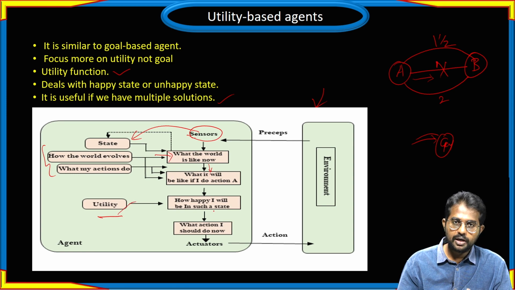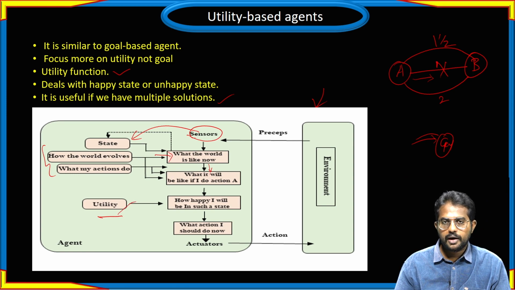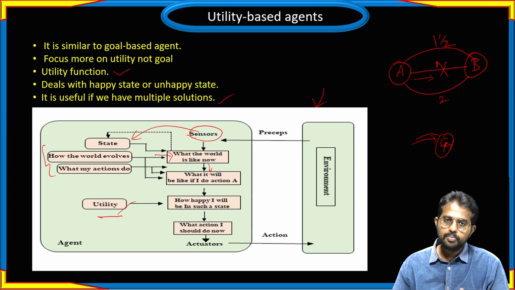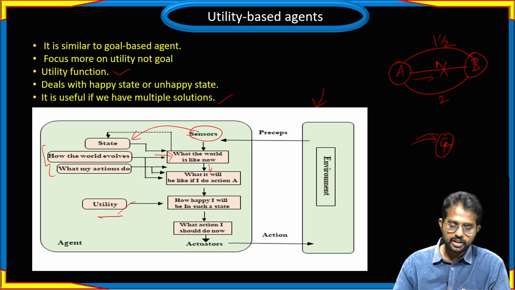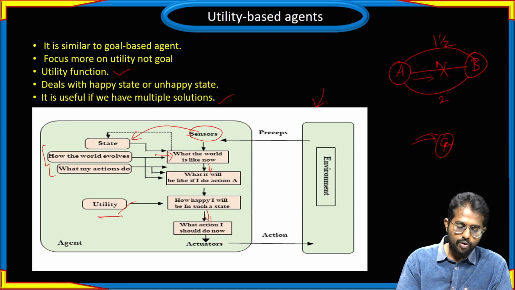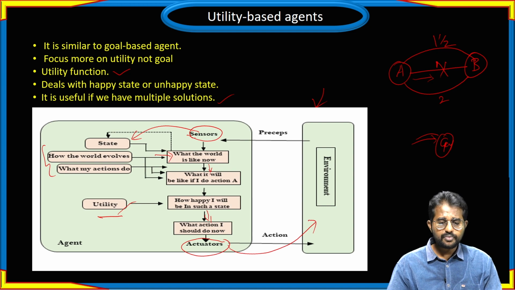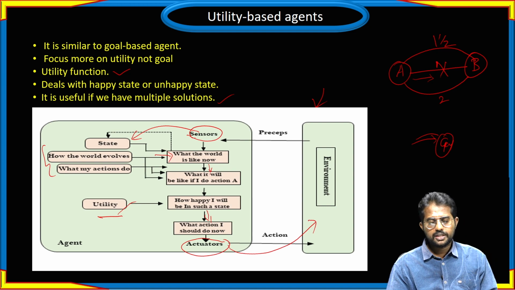So whatever action I am performing, that action should result in a very happy state of the agent. Using that, we will do actions in the environment using the actuators. So this is the utility based agent.